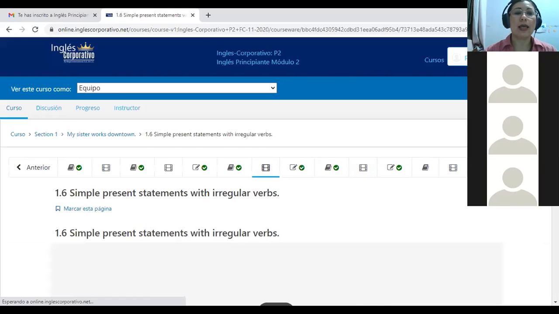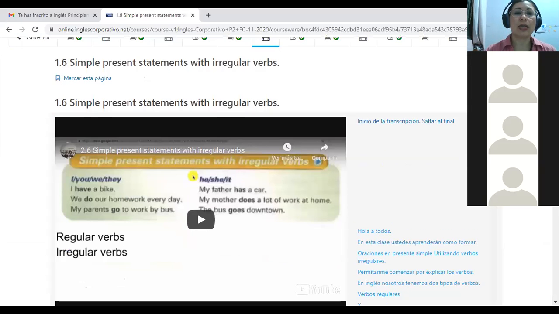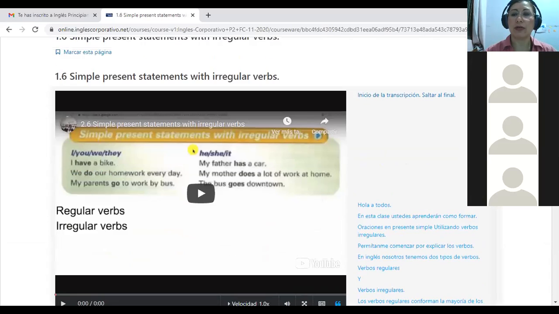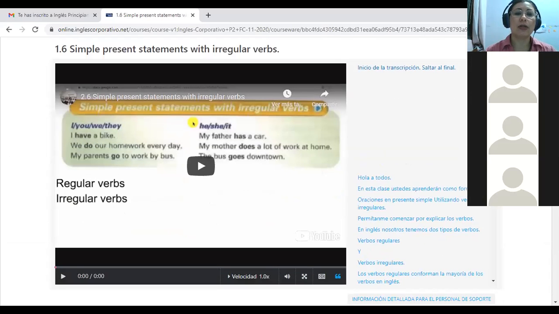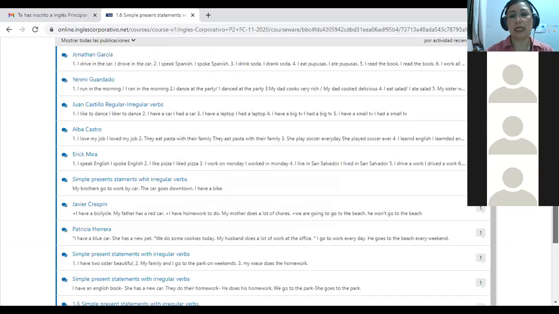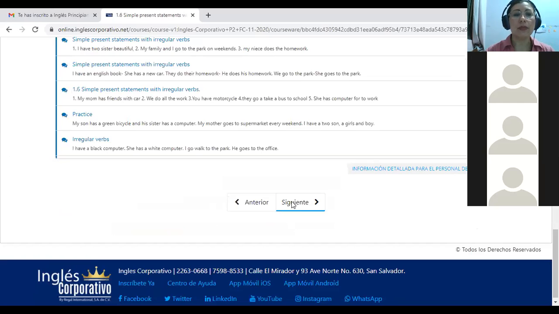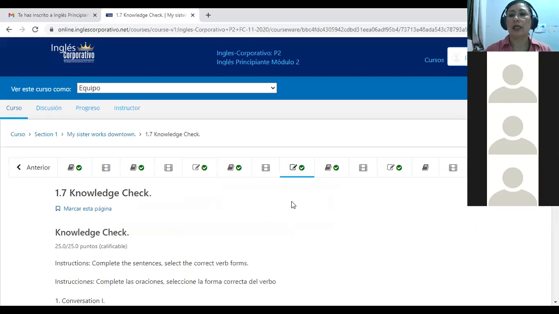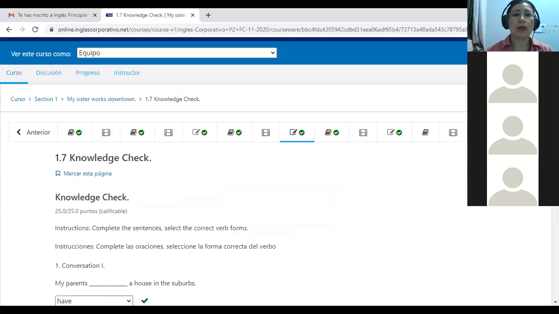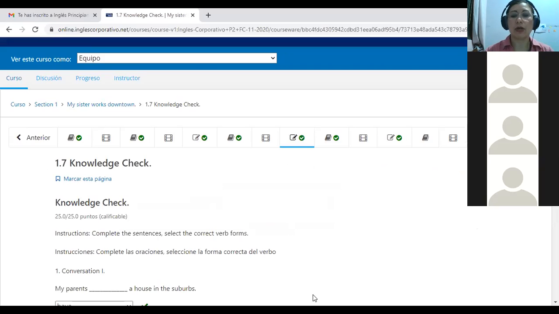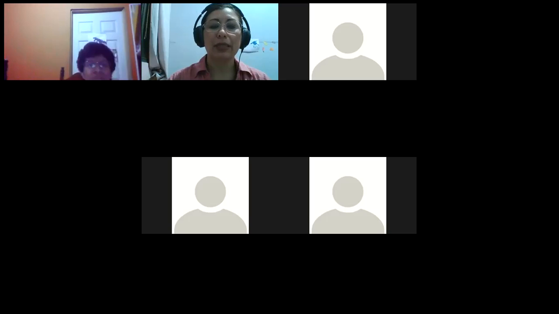So, in the 1.6, we are going to study simple present statements with irregular verbs. So, that's why we need to learn the difference between regular and irregular verbs. I will send you the material. And we have the knowledge check that later we will come back. Después vamos a regresar. Solo quiero conectar ahorita los temas con la presentación que les traigo. Okay.